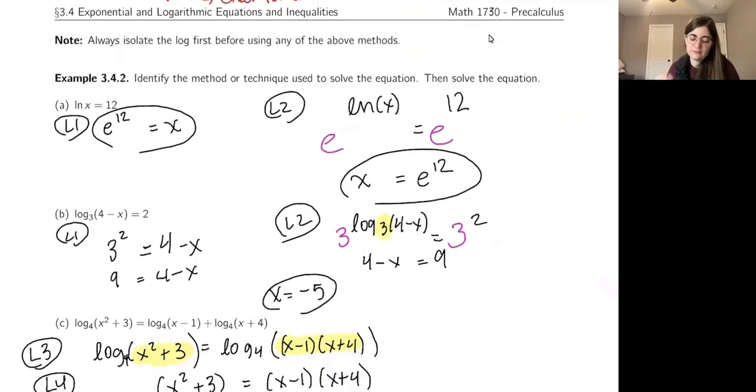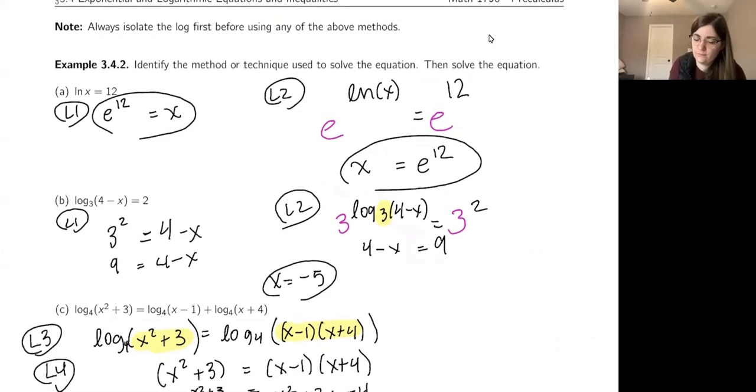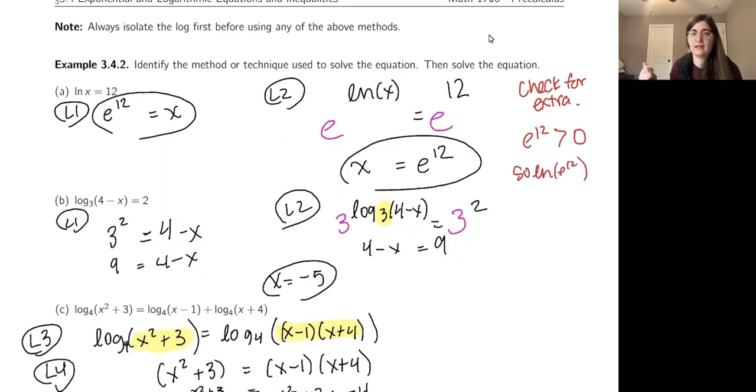So what I'm going to go through is for each of my answers, I'm just going to double check that in the original equation, it would have been okay to plug my answer in. So I'm going to check it over here. I got that x was e to the 12, and e to the 12, I don't know what it is. It's a big number, but it's positive. It's greater than 0. So I can plug that into my ln. So yay, it's a good answer.